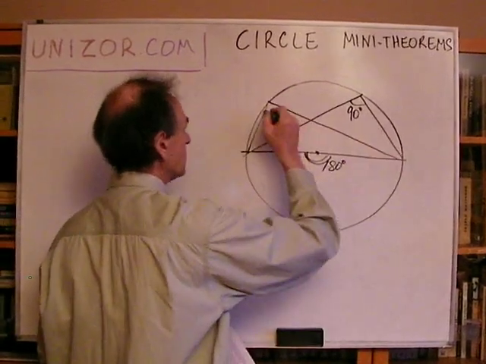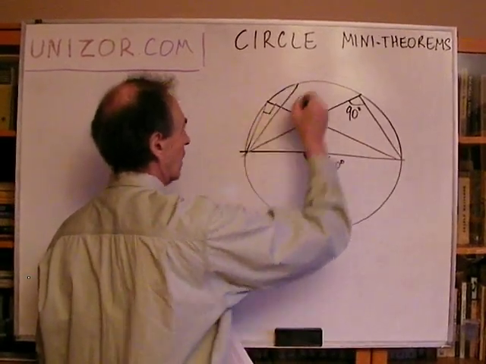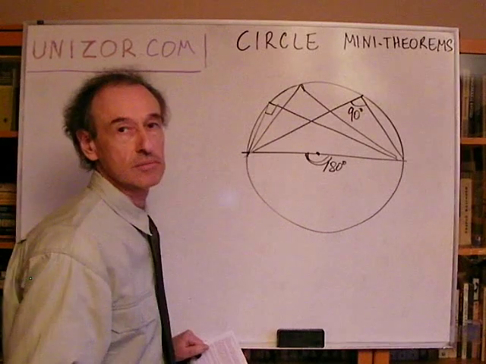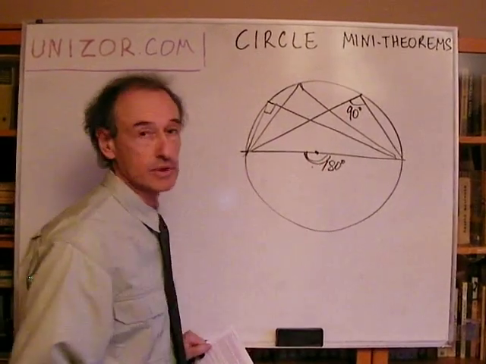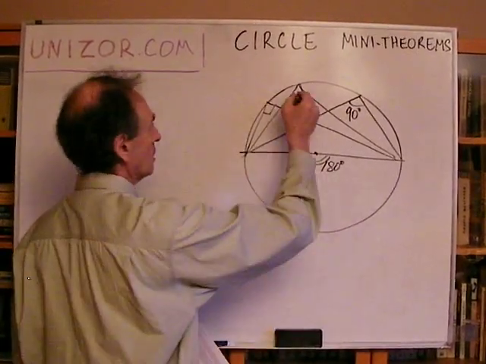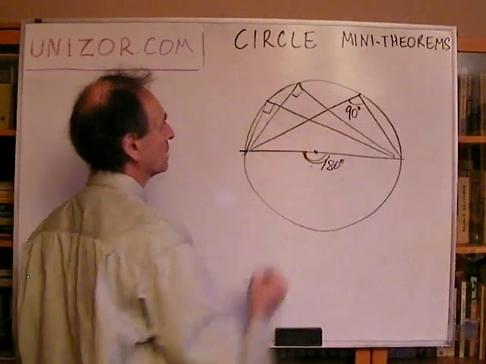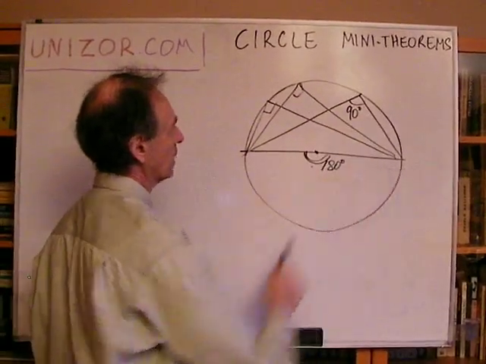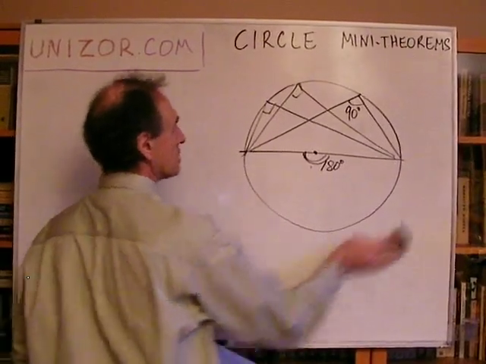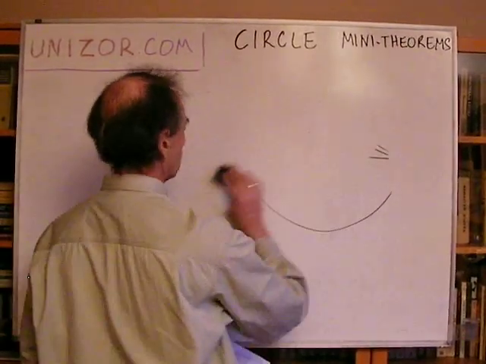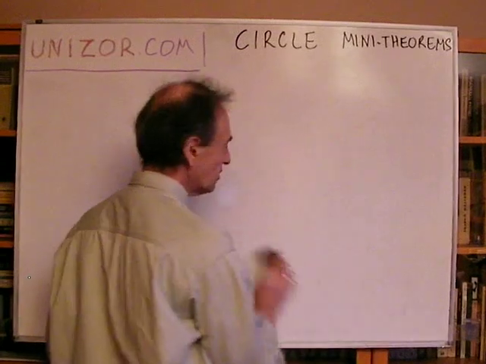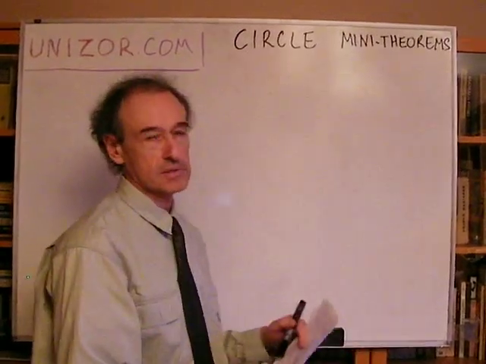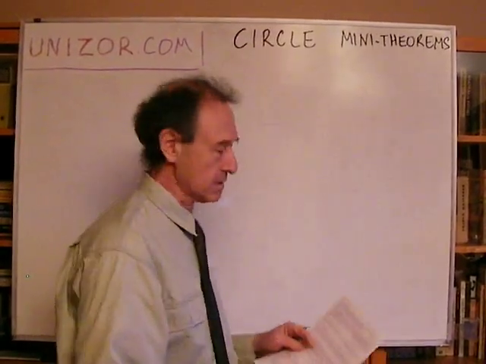So all these angles are 90 degrees, because they're all half of 180 degrees. So they're all congruent among themselves and all equal to 90 degrees. Okay, so this is my first mini theorem. It's actually a little longer, but the proof itself is really trivial.